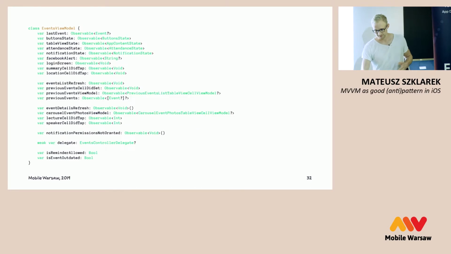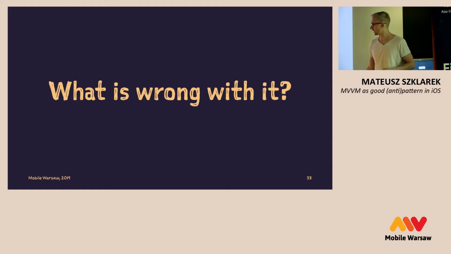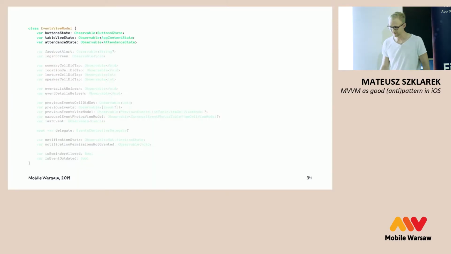There are many like this, where view model has a lot of different properties and does too much logic. Okay, but you can ask what is wrong with it. Let's analyze this code together.